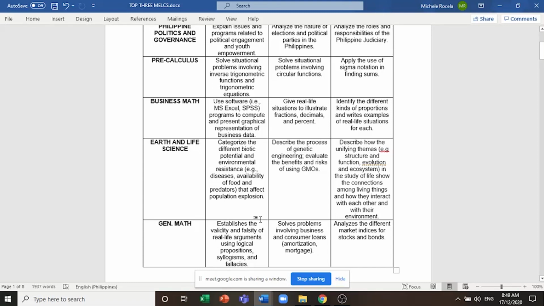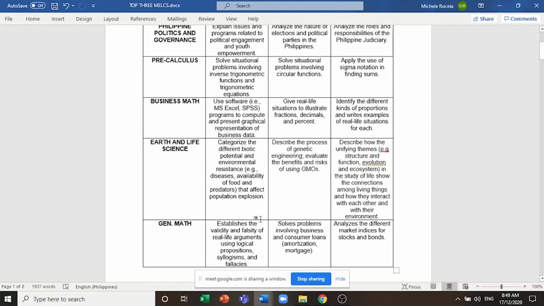And lastly, for general math, establish the validity or falsity of real-life arguments using logical propositions, syllogisms, and fallacies. Solve problems involving business and consumer loans, amortization, and mortgage. And lastly, analyze the different market indices for stocks and bonds. So these are the identified top three MELCs in our subject areas.